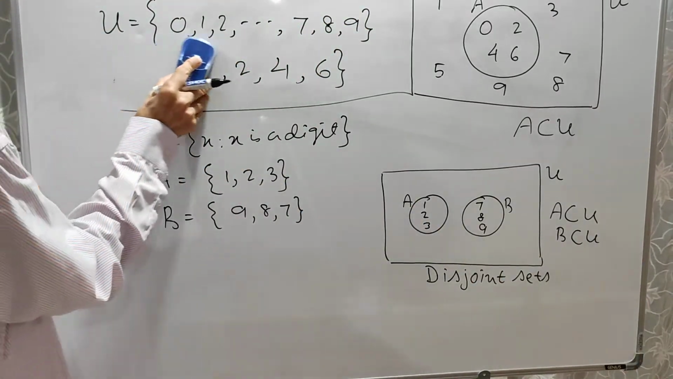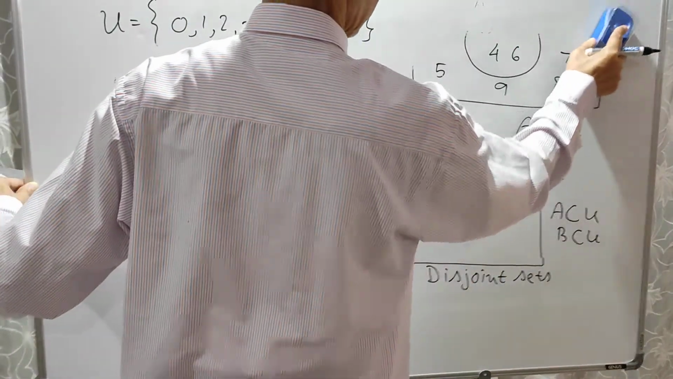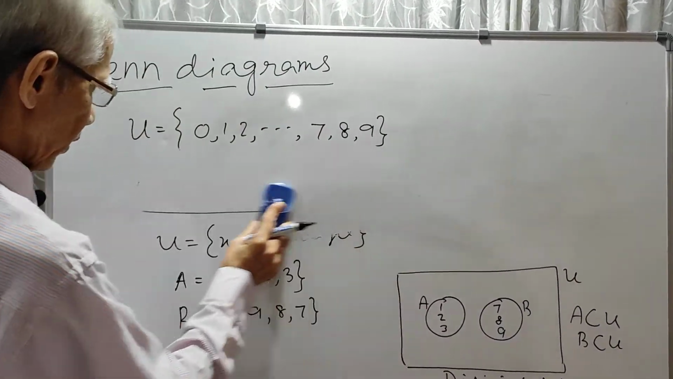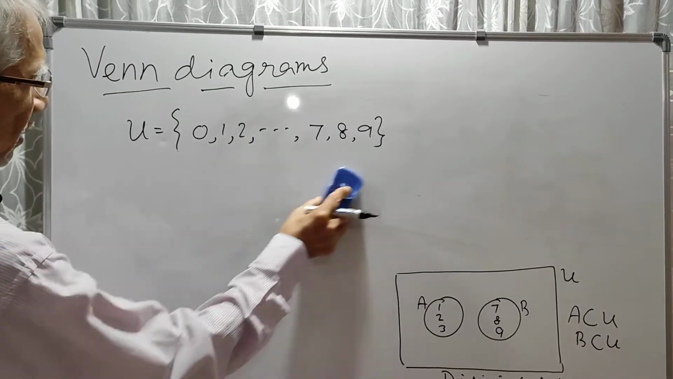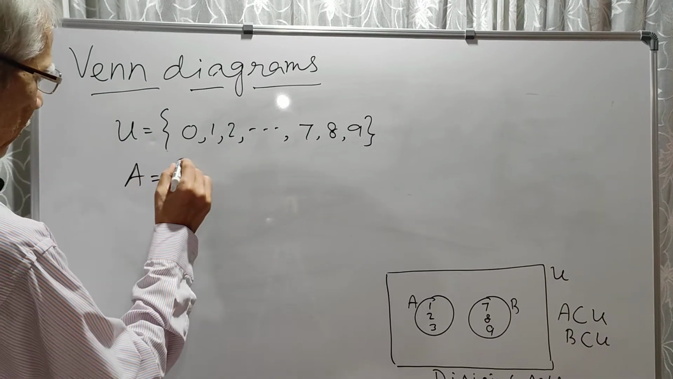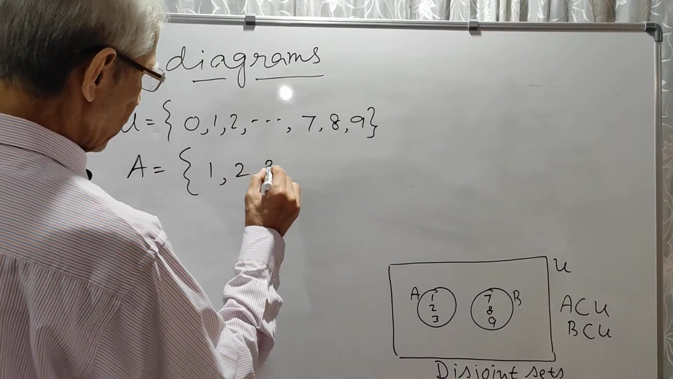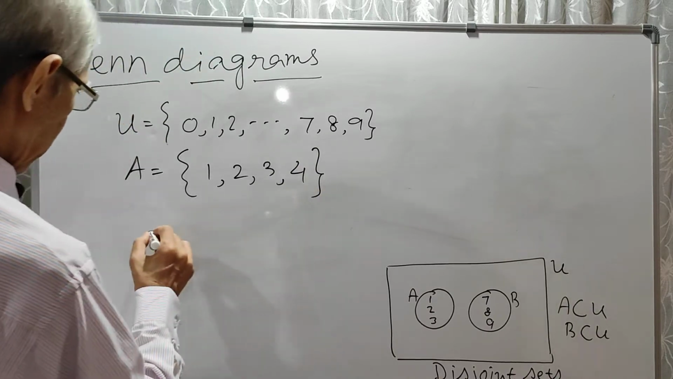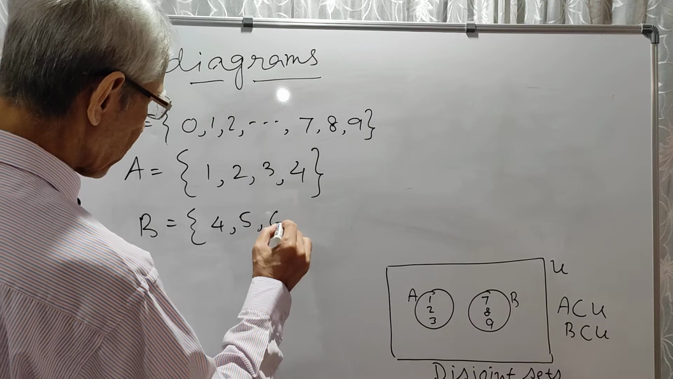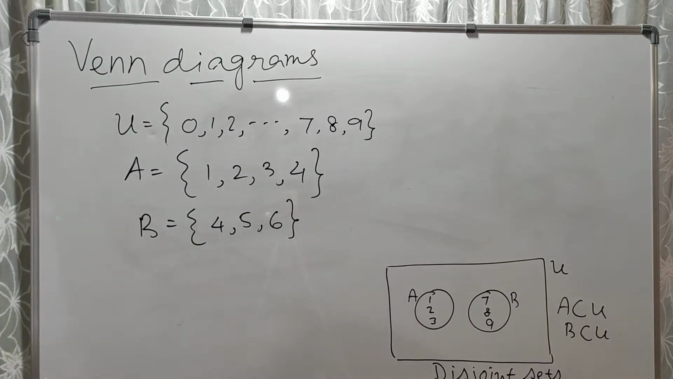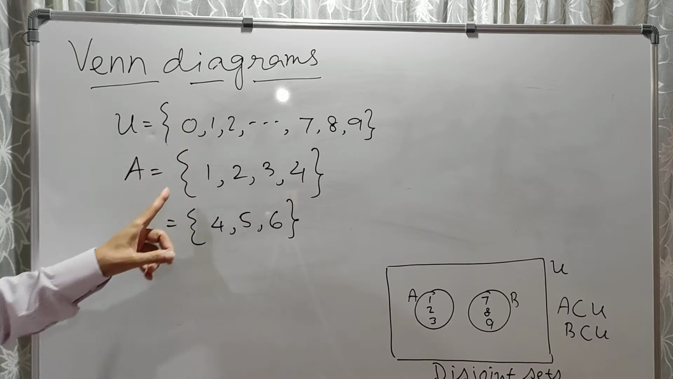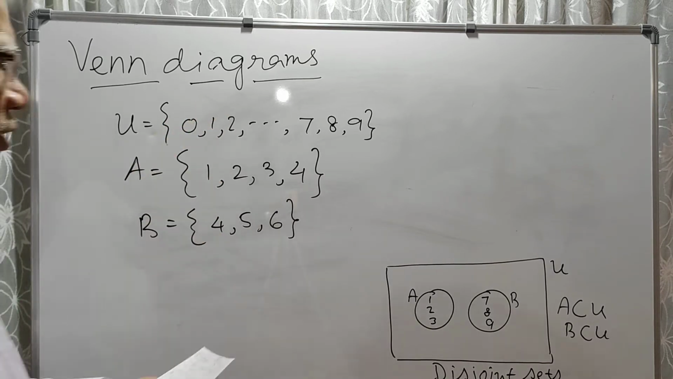Now let us see intersecting sets. So, the Venn diagram of intersecting sets. Suppose U is a universal set. Then suppose A is the set 1, 2, 3, 4. And suppose B is the set 4, 5, 6. Again, these two are subsets of U. So A is a subset of U, B is a subset of U. Now what will be the Venn diagram for these three?